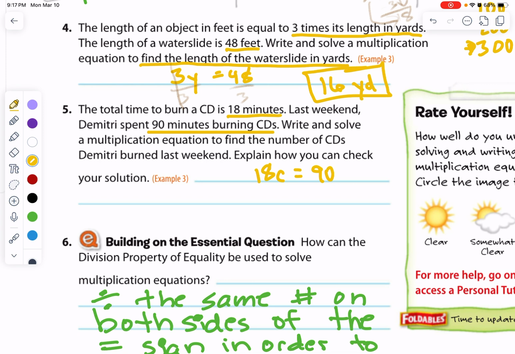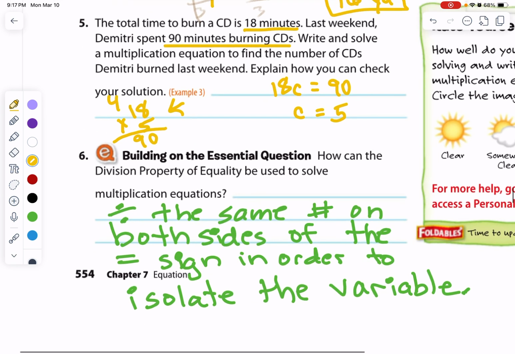What times 8 would give us a 0 in the ones place? Yeah, perhaps 5. Let's see if it checks. 18 times 5. 5 times 8 is 40. 5 times 1 is 5 plus 4 is 9. That checks. C equals 5. How could we check that? Well, we kind of already did over here. 18 times 5 is 90, so we know we're right.